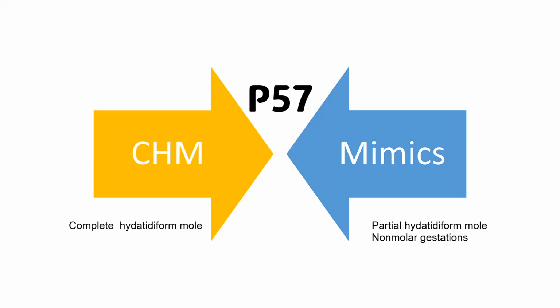Okay. Let me tell you the story of P57 in brief, because P57 is a stain that we can use to differentiate between complete mole and the mimics, including the partial hydatidiform mole and the other non-molar gestations.